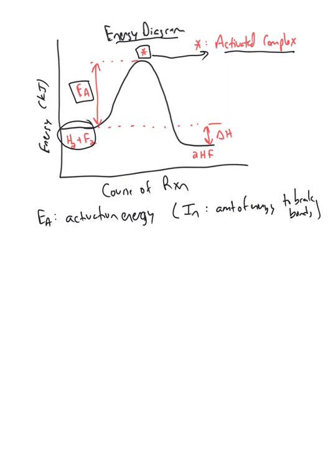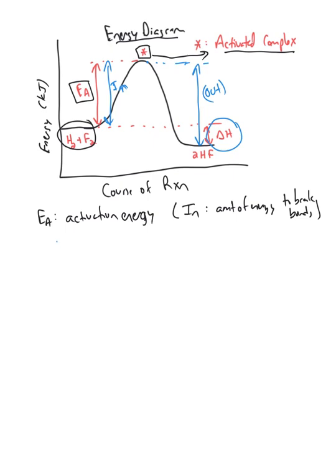Okay? But if I look on the other side of this line from the hump, this is the energy that is out. This is the energy in. So the amount of energy in we can compare to the out, and the difference in those energies will be the enthalpy of the reaction.